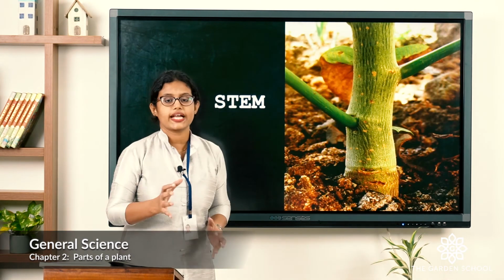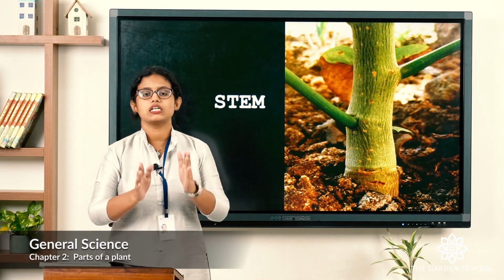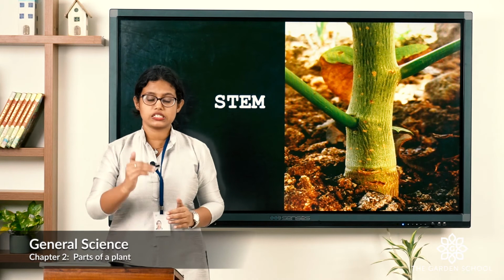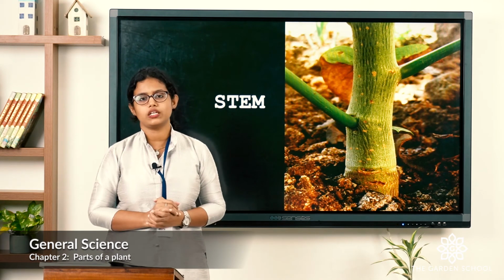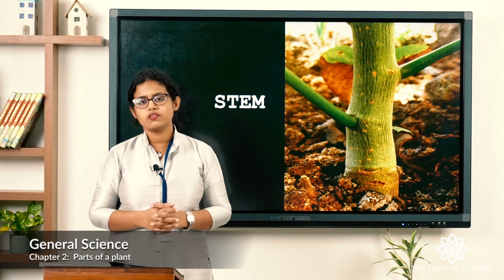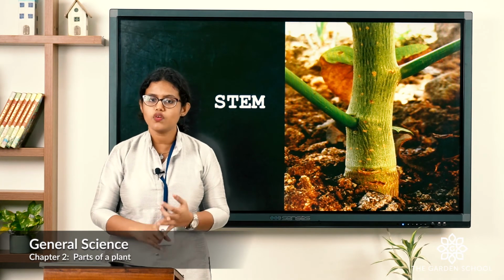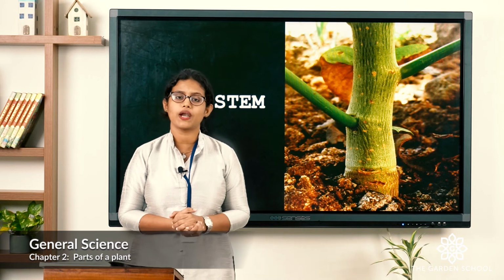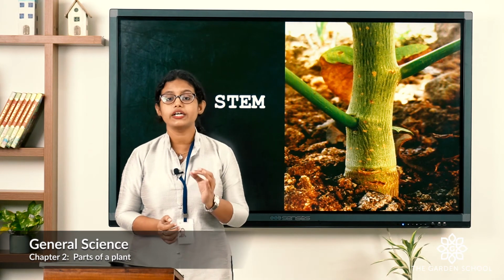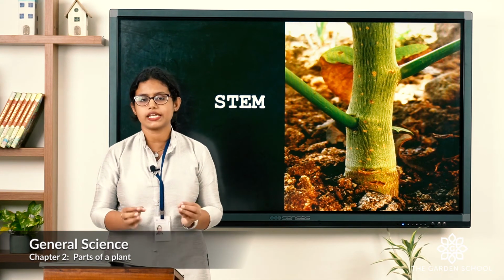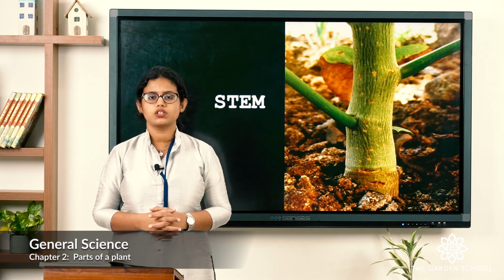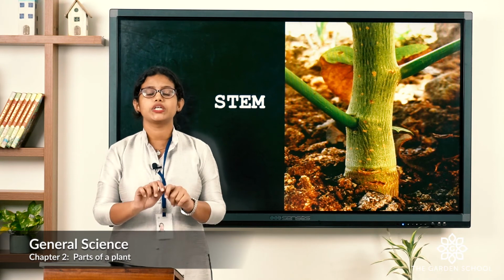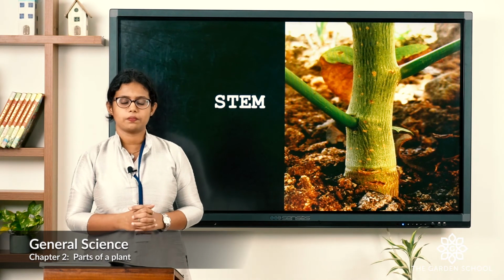Moving on to the next part. The next part is the stem. So where does the stem grow? The stem grows above the soil. A plant can have a hard stem or a soft stem. If you take the example of a mango plant, it has a hard, thick stem. And what about the mint plant? It has a soft stem. It means you can easily bend the stem.